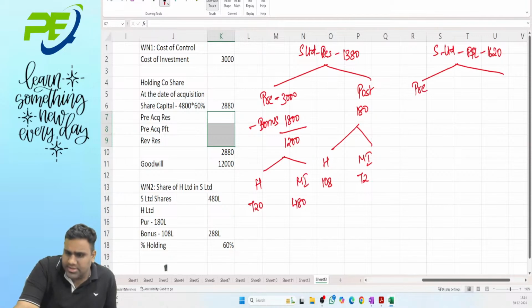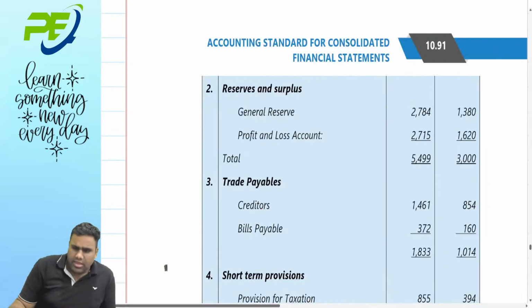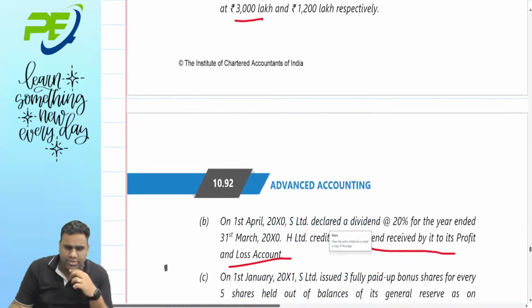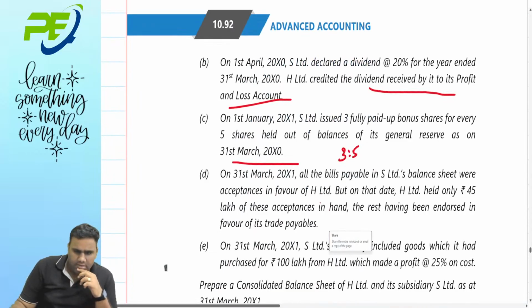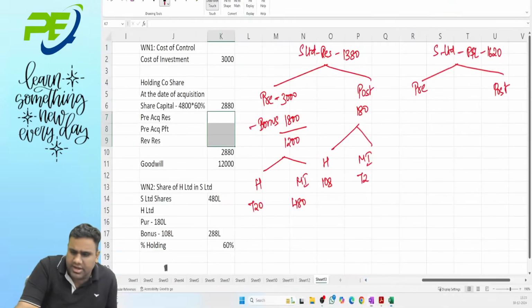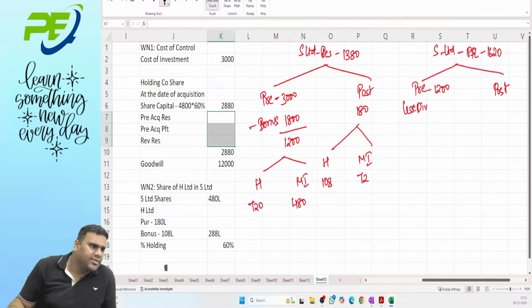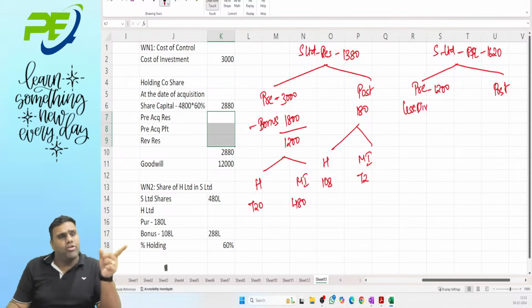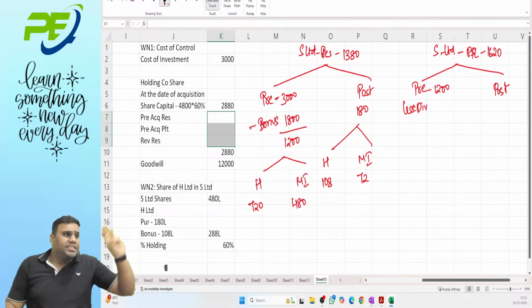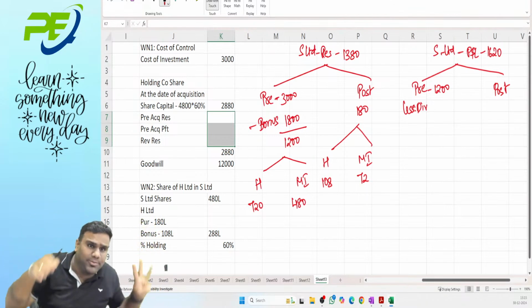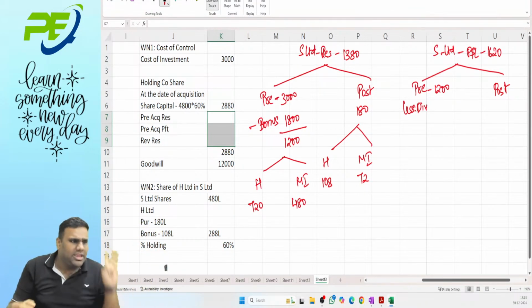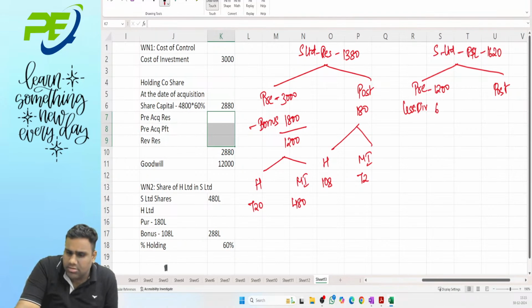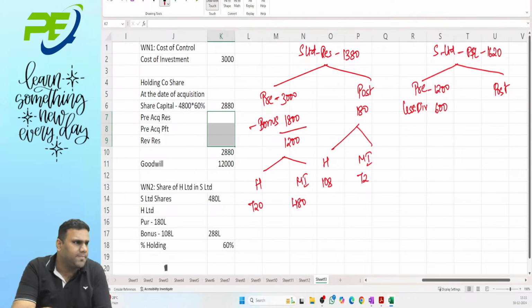In that, how much is pre and how much is post? When we acquired, pre-acquisition was 1,200 less dividend. How much dividend? 20% on 3,000 or 4,800? Only 3,000 was there. 1,800 we have given as bonus. So I'll pay dividend only on 3,000. 20% of 3,000 is 600. Any other adjustment?